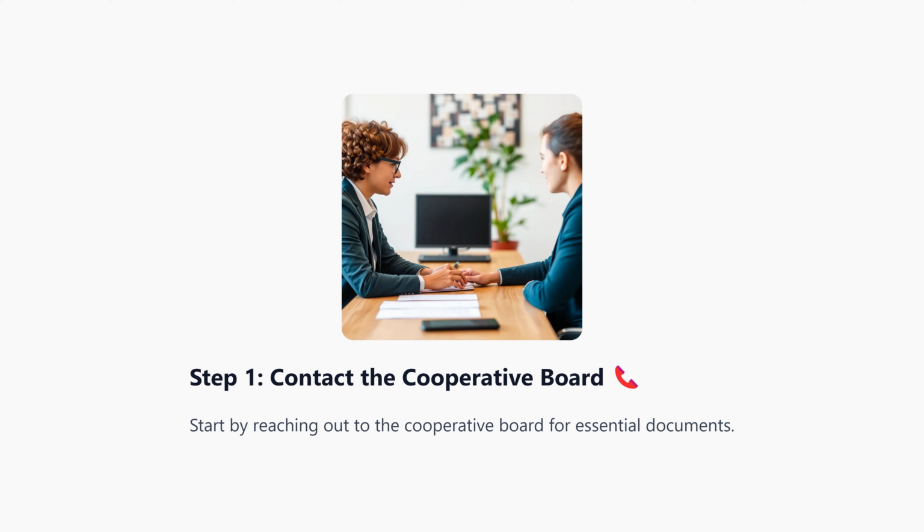The first step is to contact the Cooperative Board. They maintain records of ownership and will have documentation related to your relative's apartment. Request copies of all relevant documents, including share certificates, loan agreements, and any correspondence related to the apartment.